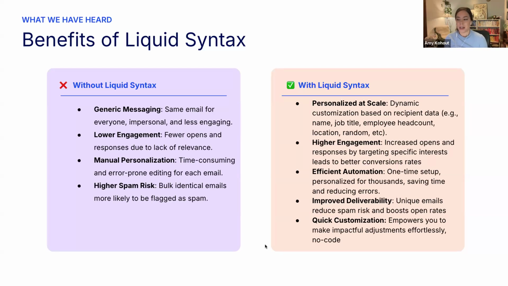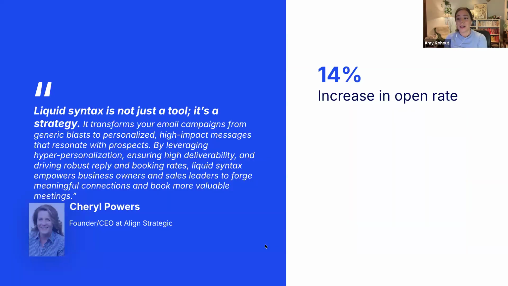Other ways that liquid syntax can be really helpful: because each email is unique, it's less likely to be picked up by spam filters, helping boost your open rate. On average, we've seen about a 6% increase in open rate by introducing liquid syntax to your outreach. And, of course, it helps boost your conversion rates because it's more personalized based on the personas you're speaking to.